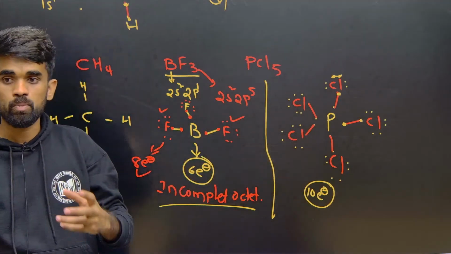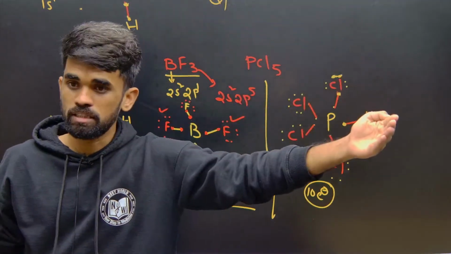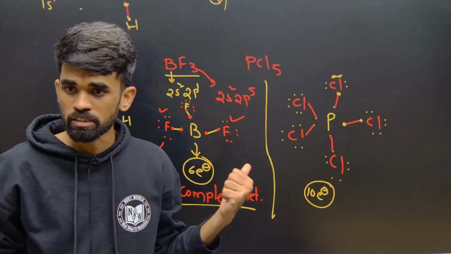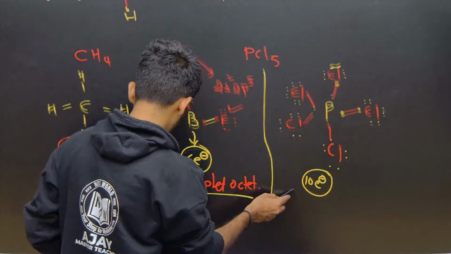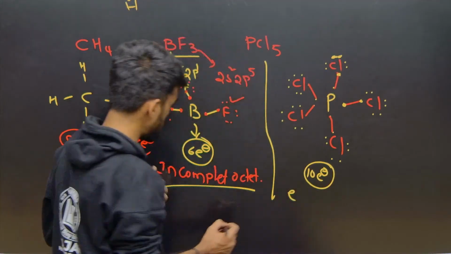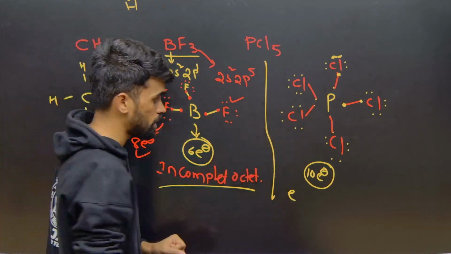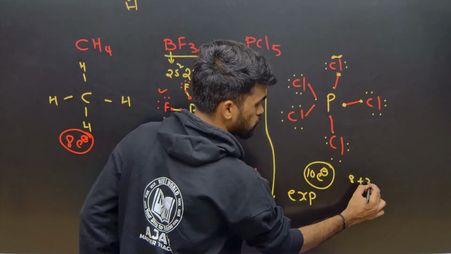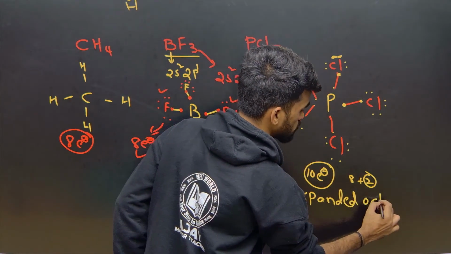So there are some compounds which are having lesser than octet or greater than octet. They are also existing. It means these are the limitations of the octet rule, Lewis dot structure. So now here I should say this as expanded. See, this is incomplete, this is expanded, greater than the octet, greater than 8. So I should call it, see, 10 electrons means 8 plus 2, expanded octet.